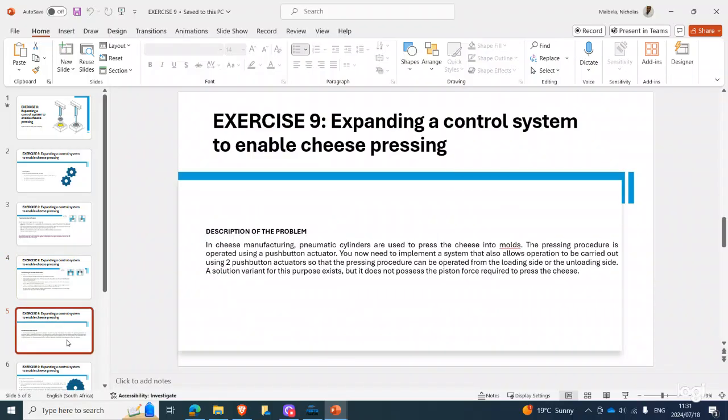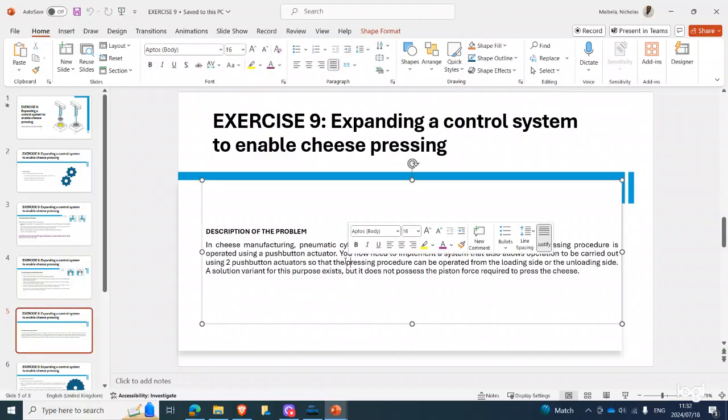Okay, so moving on to the process. In cheese manufacturing, pneumatic cylinders are used to press the cheese into molds. The pressing procedure is operated using two push button actuators. Now you need to implement a system that allows the operation to be carried out using two push buttons so that the pressing procedure can be operated from either the loading side or the unloading side.